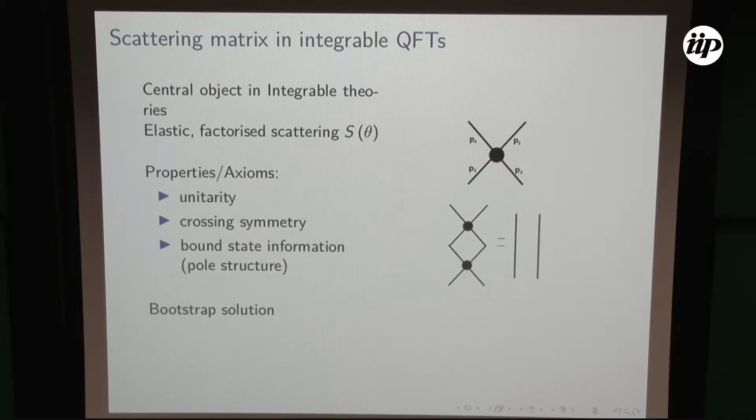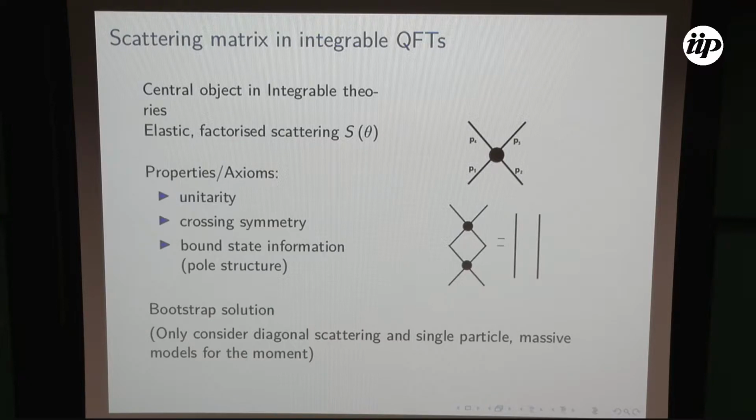You have crossing symmetry, when you rotate your head and exchange space and time. You have information on the bound states, the pole structures, the residues and their properties. If you write down these properties for the scattering matrix, you can bootstrap the solution, finding functions that really solve these properties. Then you can match these to actual theories and see that, yes, we found the non-perturbative full two-particle scattering of an integrable model.